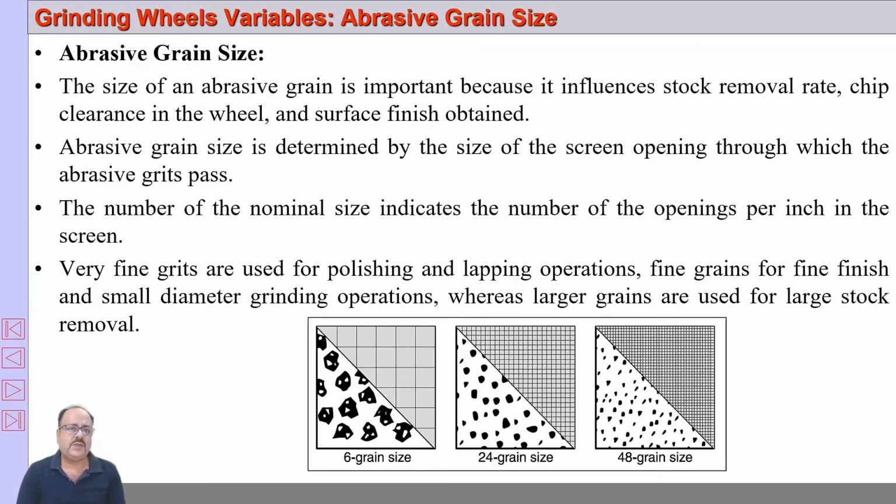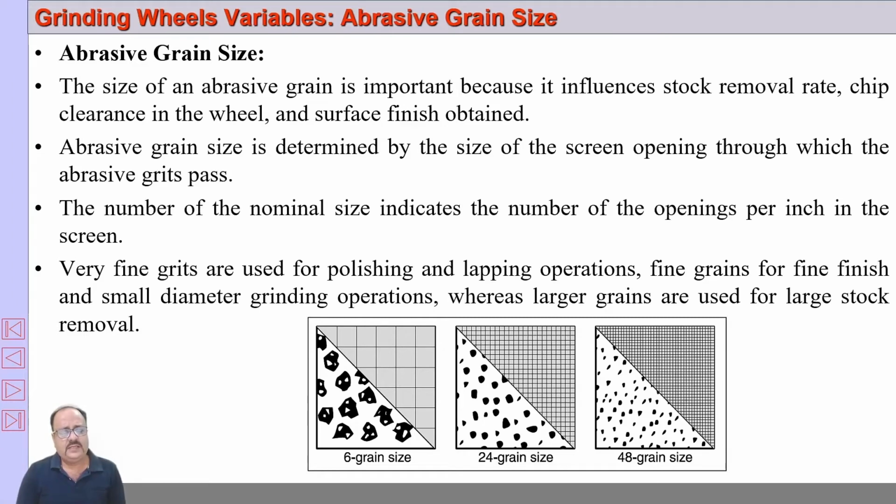Okay, now the abrasive size. Size is also very important. The small or fine size is used for high finish and for grinding hard materials, whereas coarse size is used for rough grinding, removing the maximum volume of material, and for grinding soft or ductile material. And fine abrasives will give a fine finish.